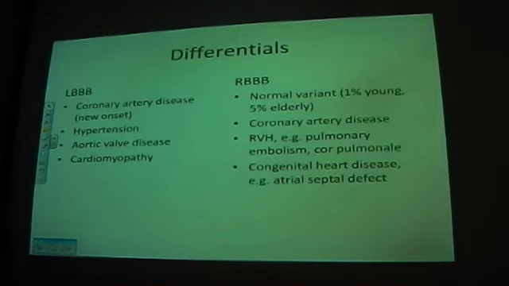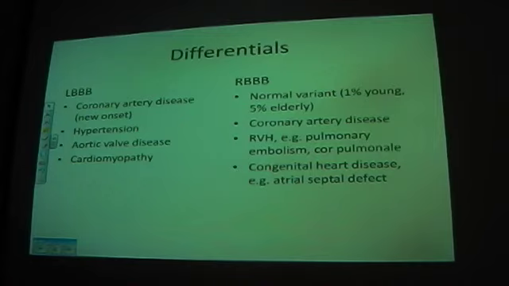Your differentials for these: left bundle branch block, the scare is, is this new? If it's a new left bundle branch block, then you're likely to have some sort of ischemic heart disease going on here. And they'll need MONA treatment for any sort of ischemic heart disease. You need to get in touch with a cardiologist, they may need PPCI or some sort of definitive treatment. Other causes, if it's more chronic: hypertension, cardiomyopathy, aortic valve disease.